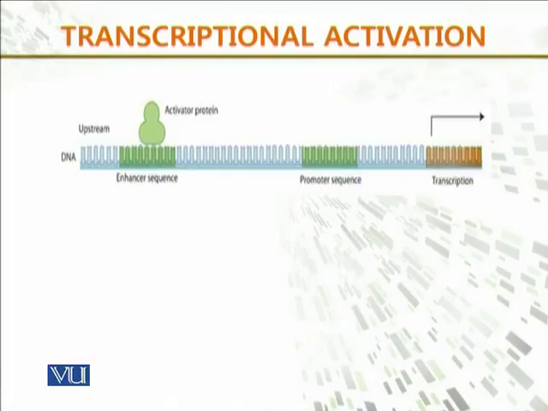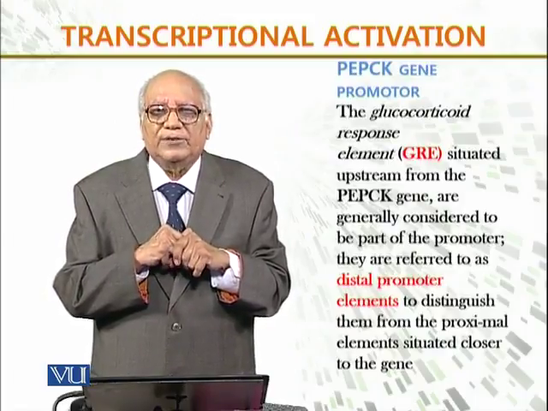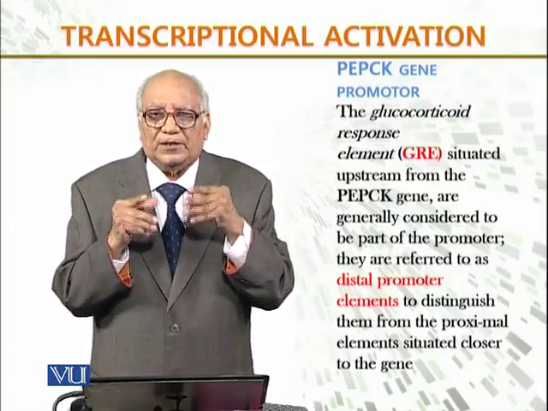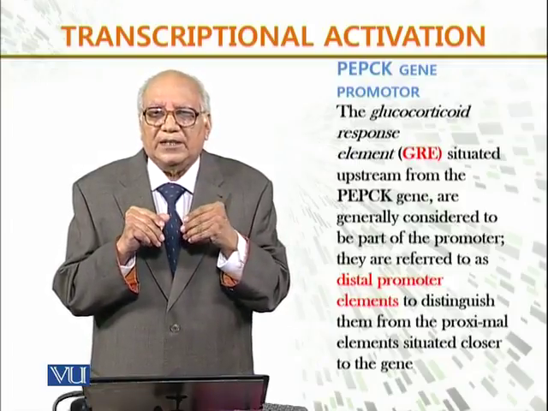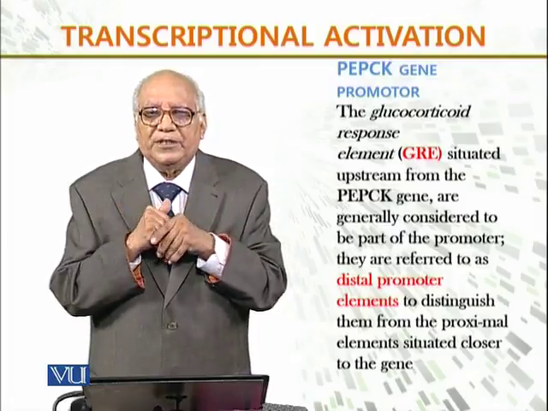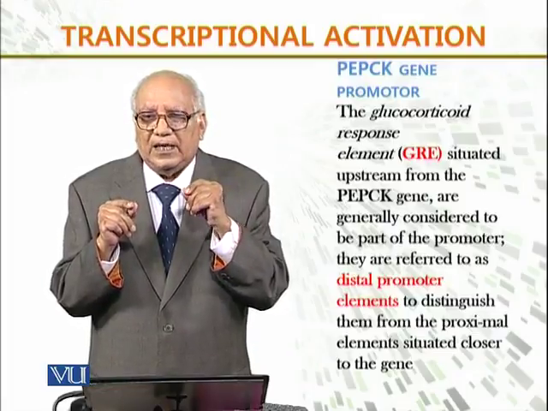For example, here we can see in the DNA there is an activation protein, there are enhancers, there are promoters, and there is an initiator, going from one end to the other, upstream, toward the 5' side of the DNA. Now, let's study the PEP-CK gene promoter, for example. In this case, the glucocorticoid response element, the GRE, is situated upstream from the PEP-CK gene, and it is generally considered to be part of the promoter.